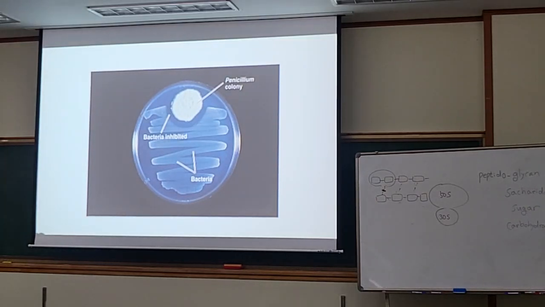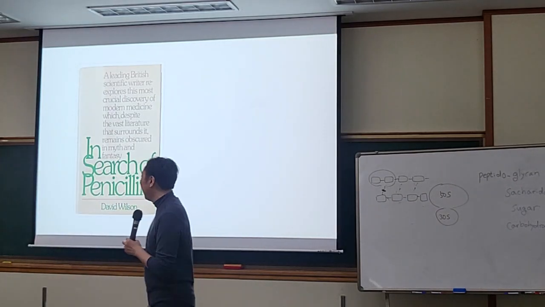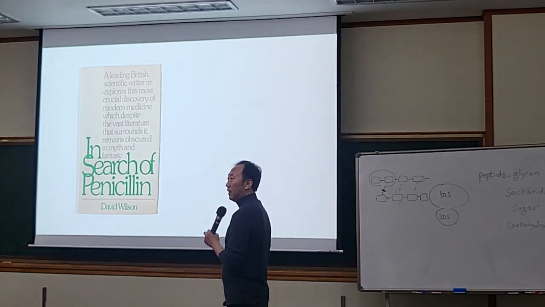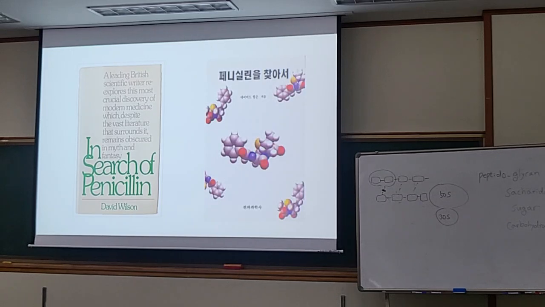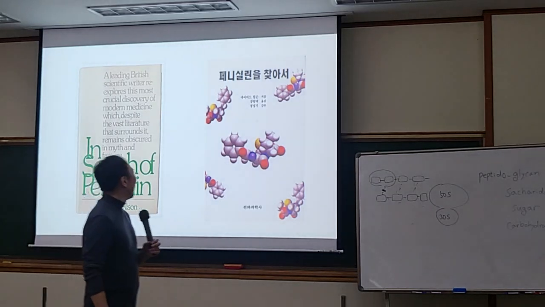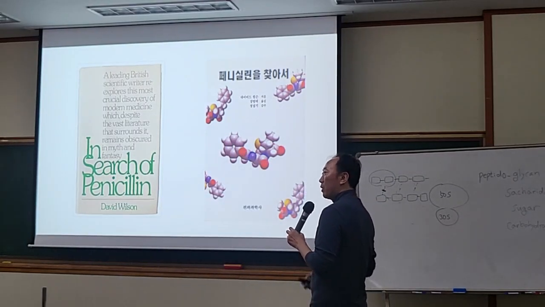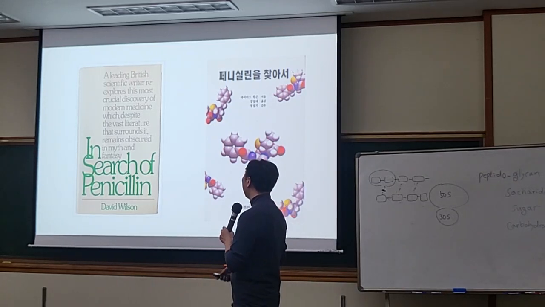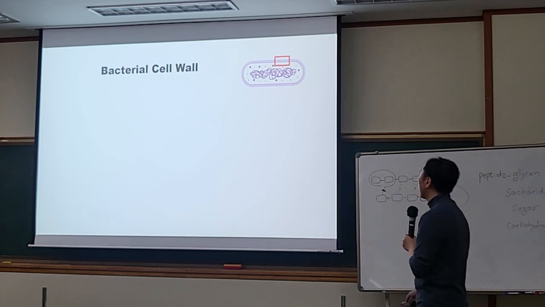That material was penicillin, and the basic structure of penicillin is like this. It is a very nice story that has been written as a book in English, and it is also translated into Korean. This is a good book. How do I know? I translated it during my army service. In this book, there is the full story of how penicillin was discovered and then developed into drugs.